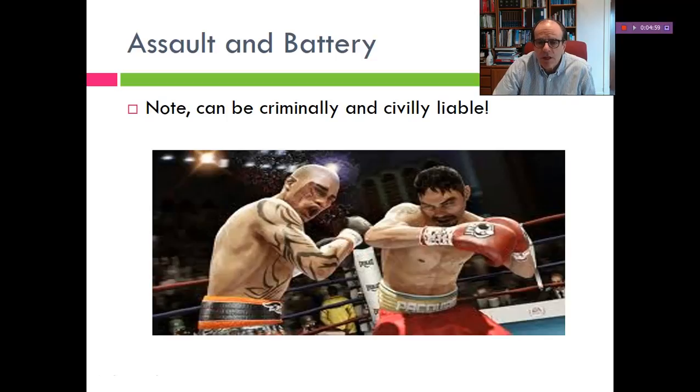Assault is, again, putting somebody in fear of imminent harm. Having a gun to somebody's head is definitely an assault. And we have to prove that mens rea. And maybe we're going to prove that by surrounding circumstances.